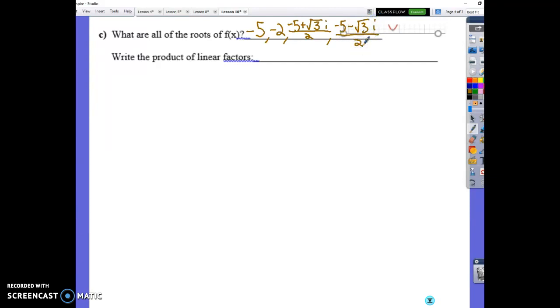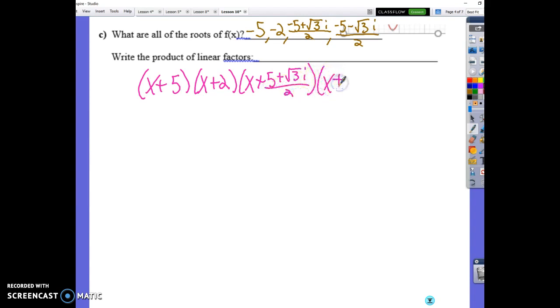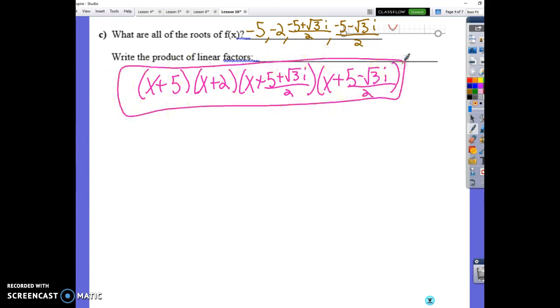Now we need to write it as a product of linear factors. I'm going to do that below. Our answer is going to be the opposite sign for all of those, with the x in front. So we're going to have x plus 5, x plus 2, x plus 5 plus root 3 i over 2, and x plus 5 minus root 3 i over 2. So that's our answer in pink and our answer above in brown.